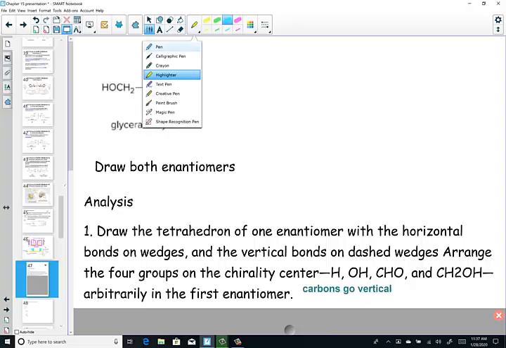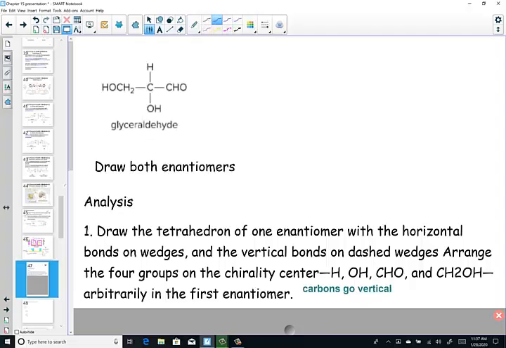Alrighty. So first of all, notice that they give us the carbons, and notice the longest carbon chain is actually going right now along the horizontal axis. When I draw the enantiomer, I want to draw the tetrahedron of one enantiomer with the horizontal bonds as wedges, the vertical lines as dashes, and then just arrange those four groups from the chirality center. Carbons will go vertical. So here's my carbon number 2. It is indeed the chiral center.